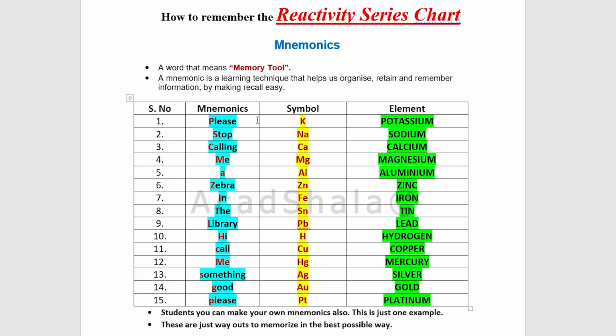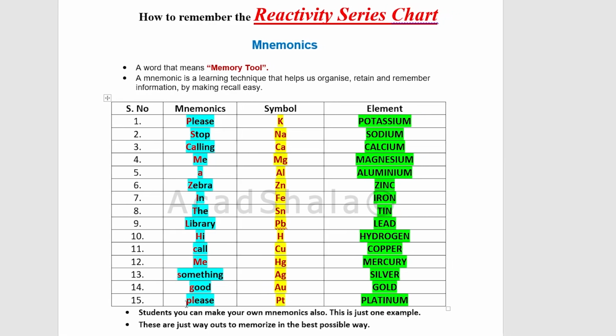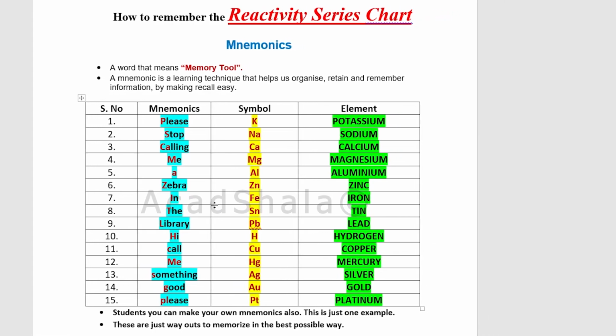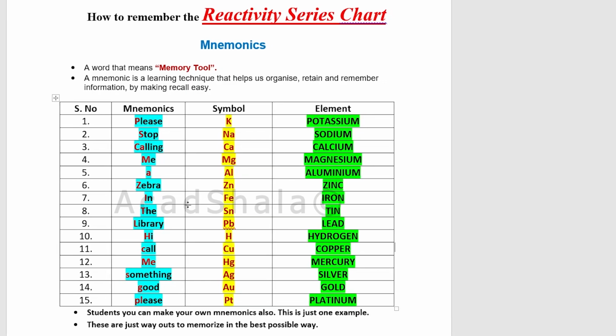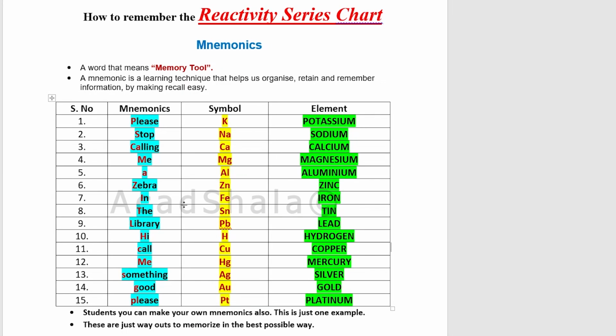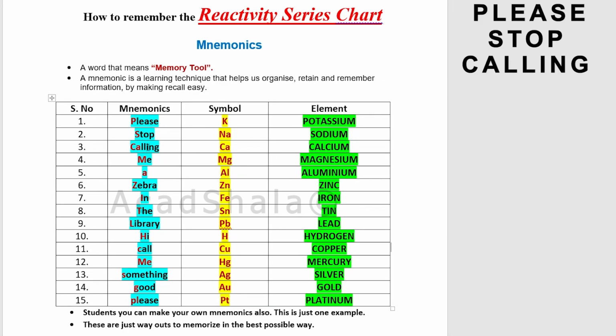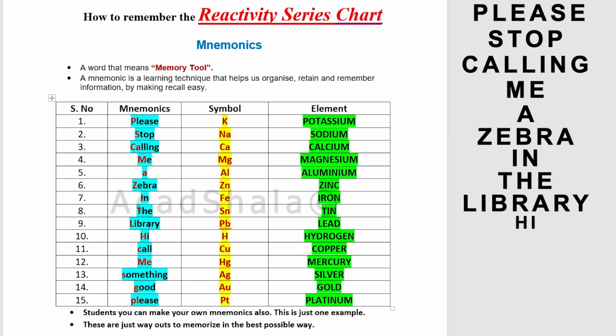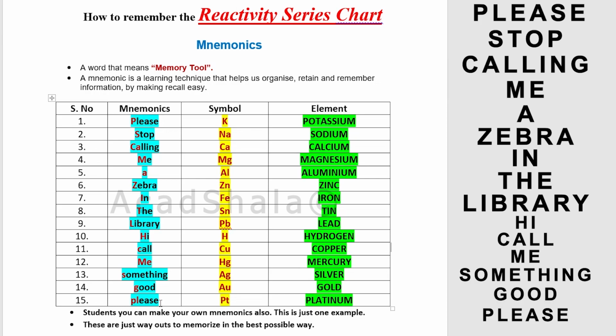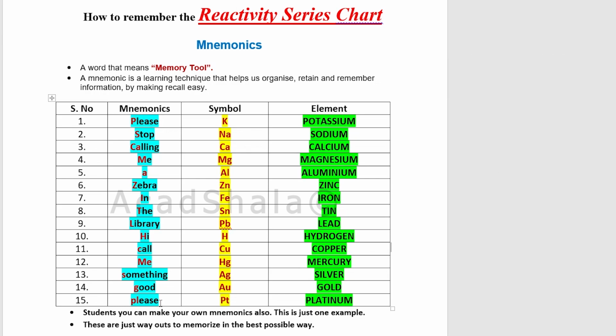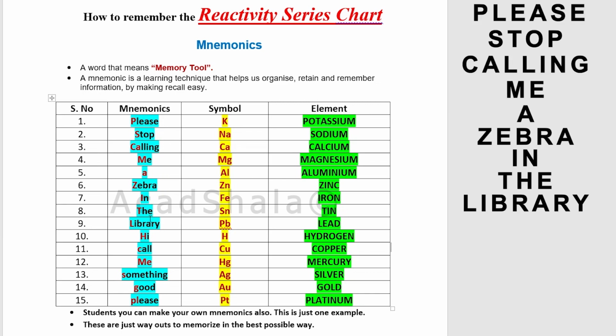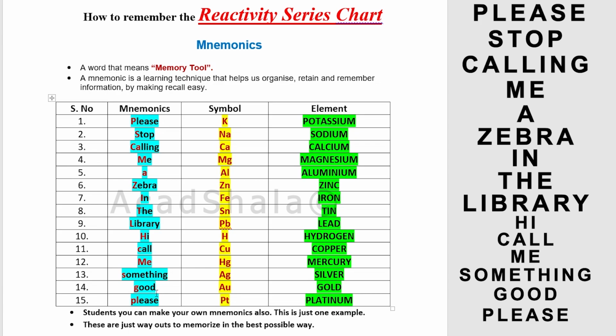Now, if we see the mnemonic over here, let us try it to memorize. How? It goes like this. Please stop calling me a zebra in the library. Hi, call me something good, please. Again, repeat with me, please. Please stop calling me a zebra in the library. Hi, call me something good, please.